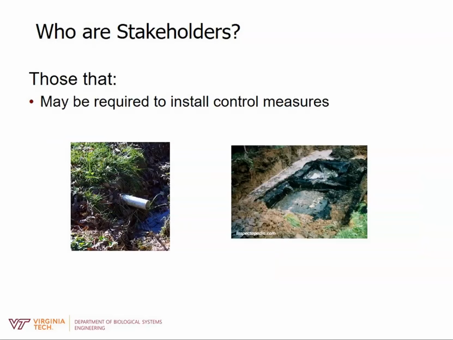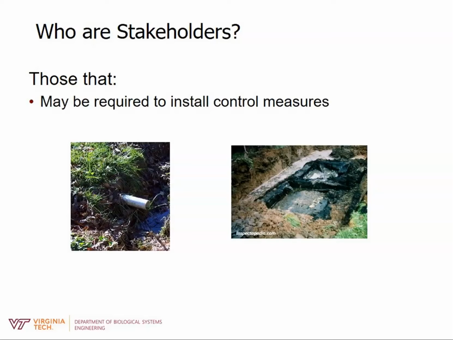And here I have an example. This would be something like from a bacteria impairment, where on the left it shows a straight pipe, which is just a direct discharge of human sewage, probably from the toilets or from the house, directly into the stream. And the other one is an extreme case of a failed septic system, septic tank. And so there are some TMDLs where there are going to be what I call prescriptive control measures that have to be done.